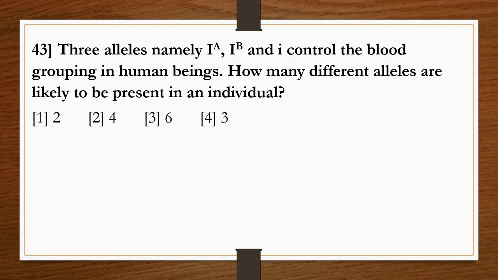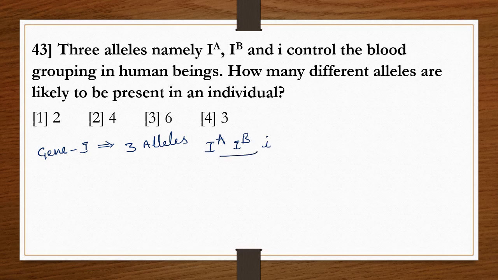Question number 43. Three alleles, namely IA, IB, and small i, control the blood grouping in human beings. How many different alleles are likely to be present in an individual? Options: 1, 2; 2, 4; 3, 6; 4, 3. So now let's see the gene I. It has three alleles, as already mentioned: IA, IB, and small i.